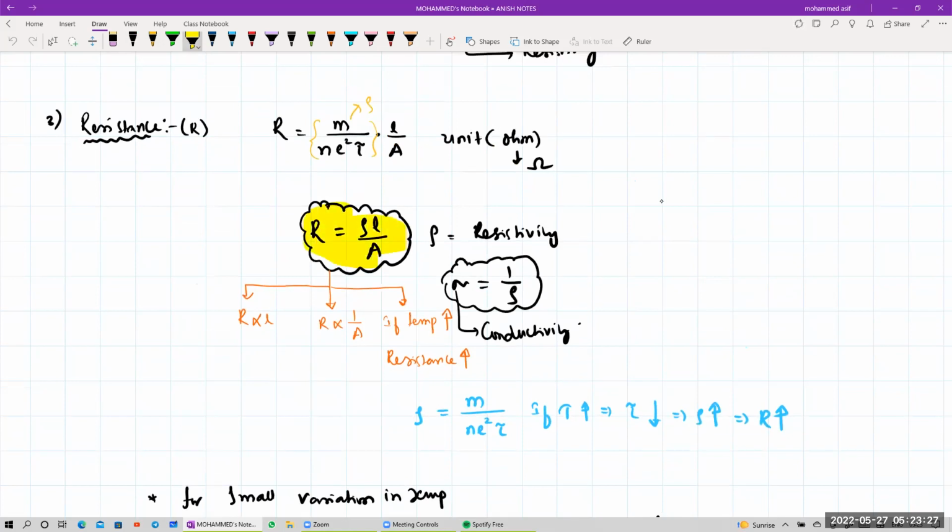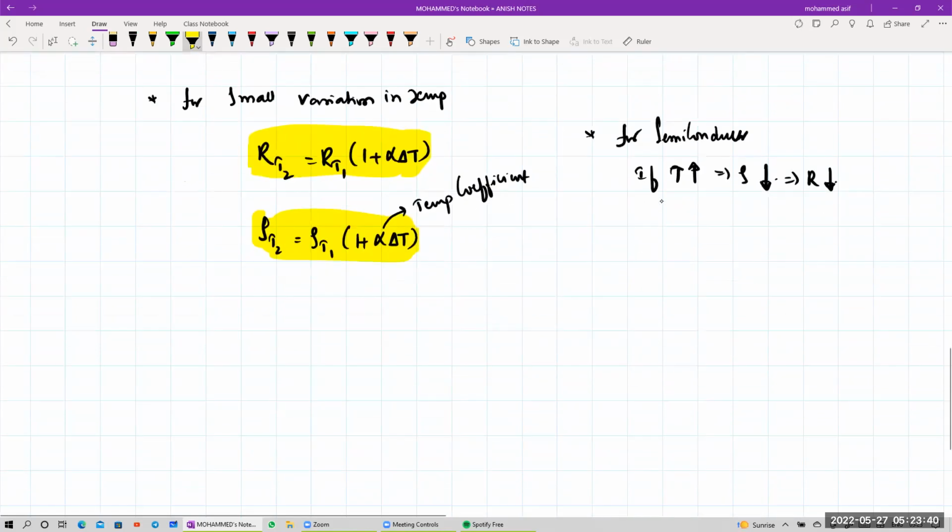And the basic resistance formula is R is equal to rho into L, directly proportional to length, inversely proportional to area, and it also depends on temperature. And sigma is equal to 1 by rho. Sigma is known as what? Conductivity. Clear? Yes, sir.